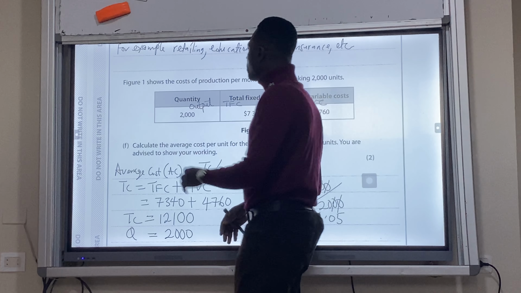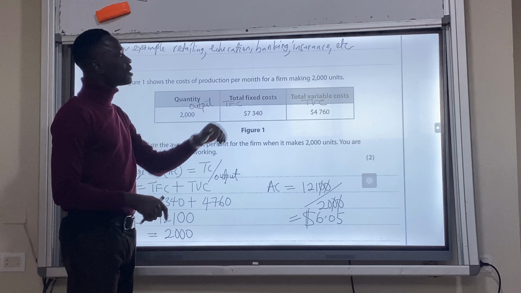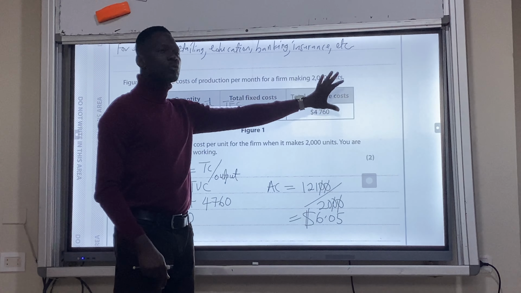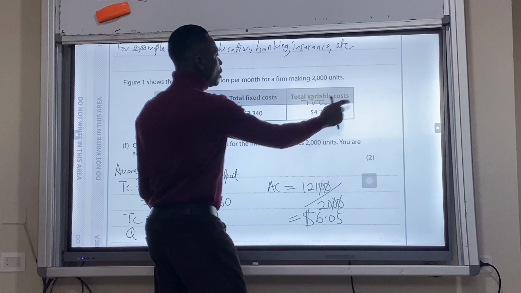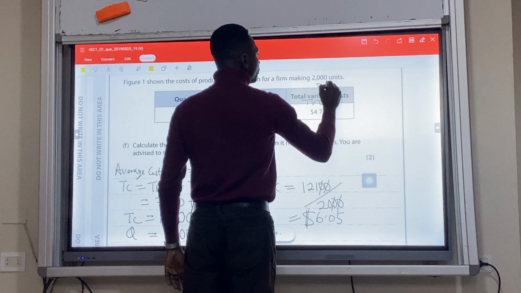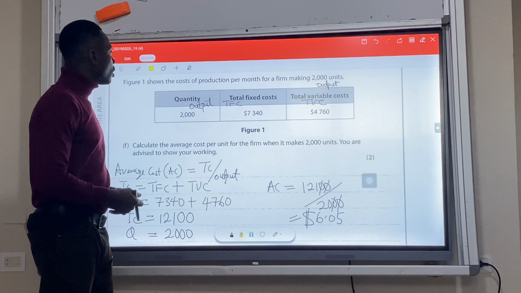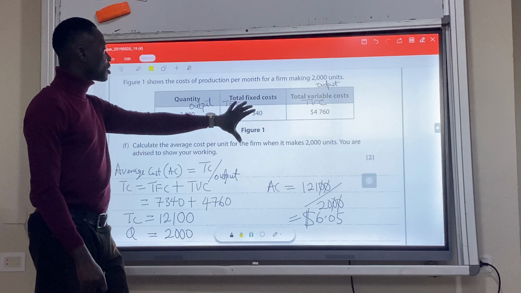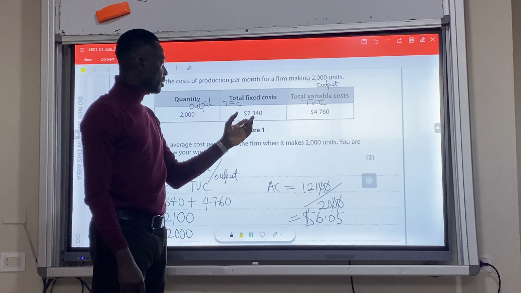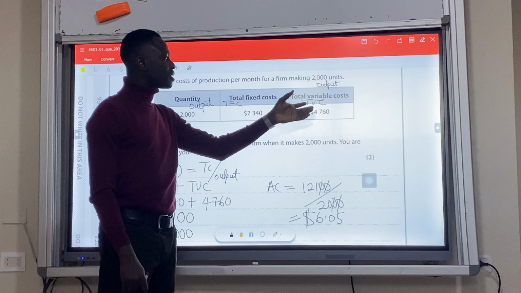There's a figure, Figure 1, which shows the cost of production per month for a firm making 2,000 units. So the unit made is 2,000, that's the output. We call this output. I wrote the quantity output. So they said the total fixed cost, the TFC, is $7,340, and the total variable cost is $4,760.